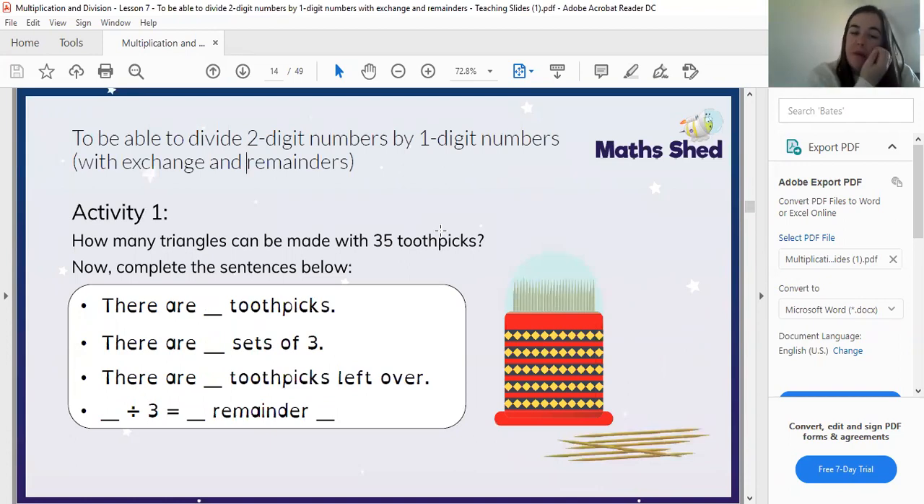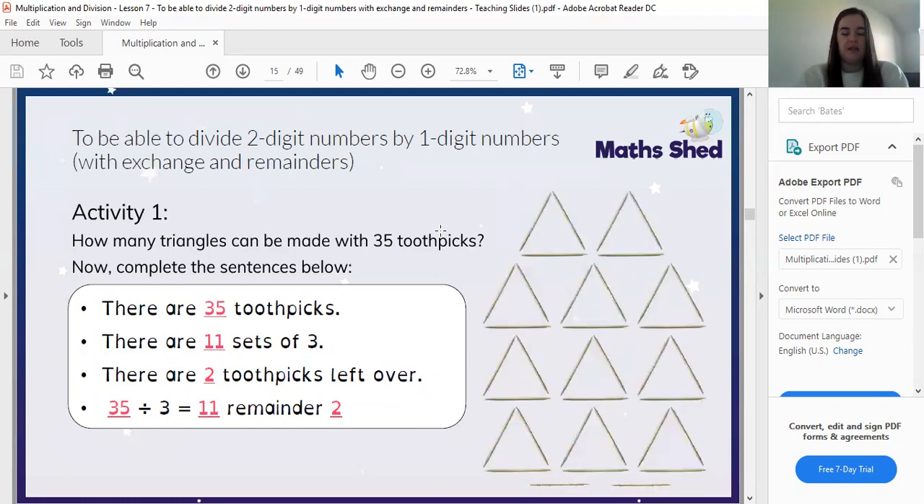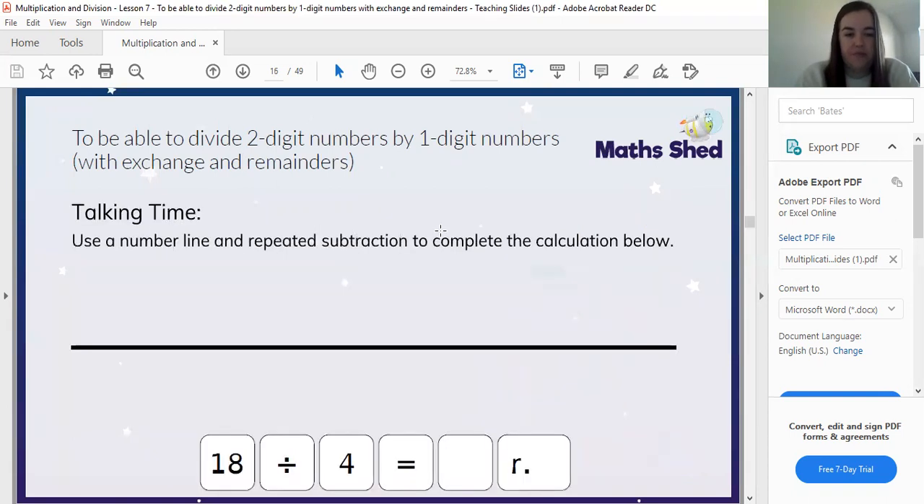Now, how many triangles can be made with 35 toothpicks? Maybe if you've got some toothpicks at home, you could have a go with them, or you could use pencils or some pasta or something, other manipulatives, or you could just draw them out. So drawing them like the pictures in the previous slide. So if we've got 35 toothpicks, oh, it's done it for me, never mind. We've got 11 triangles and we've got 2 left over. So it's 35 divided by 3, which is 11, remainder 2.